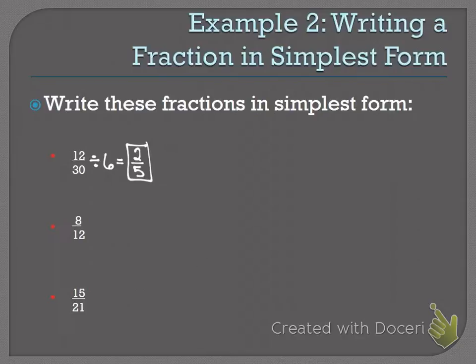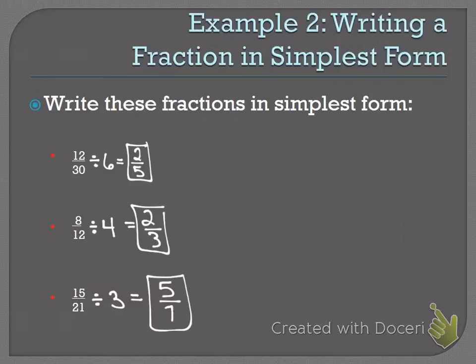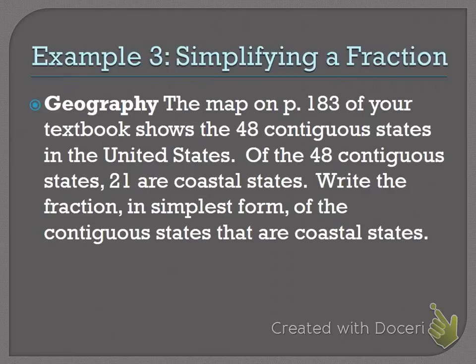Go ahead and reduce 8/12 and 15 over 21. Hopefully you don't need your calculator for these at least, but you can use it if you want. 8/12 reduces to 2/3, and 15 over 21 reduces to 5/7. All right, so just reducing fractions. Now, in example 3, okay, I'm simplifying a fraction. It gives me a map on page 183.